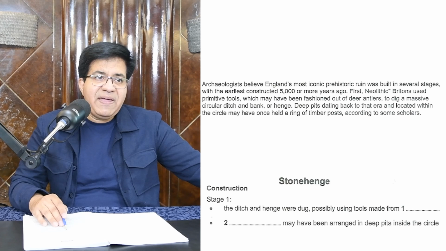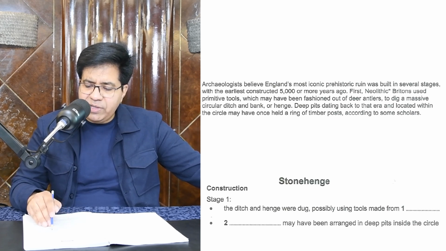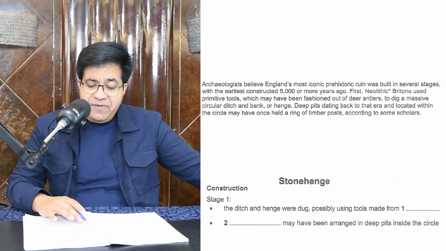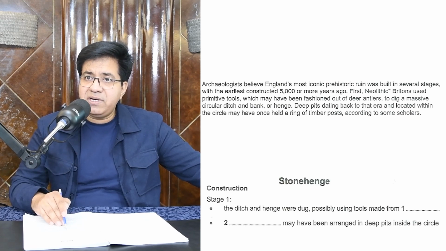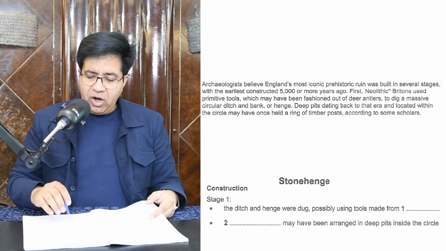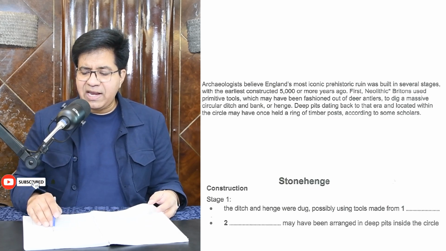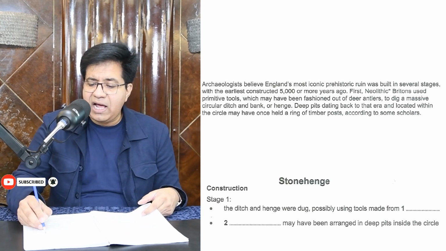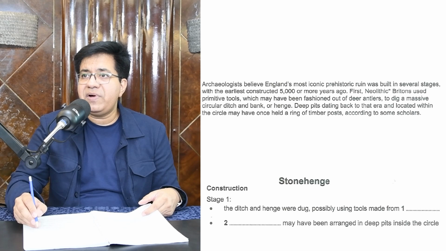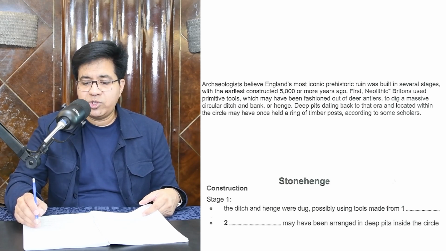Deep pits, that is our clue word. Deep pits dating back to the era and located within the circle may have once held a ring of timber posts. A ring of timber posts. So what does it mean? Timber posts may have been arranged in deep pits inside the circle. For that they use the words a ring of timber posts. So the correct answer is timber posts.